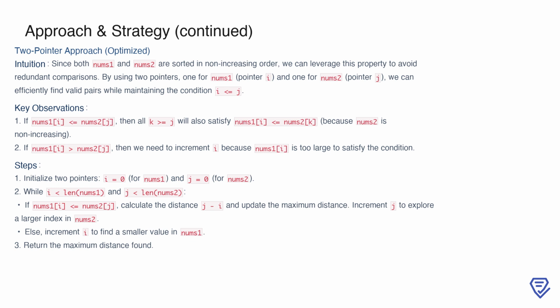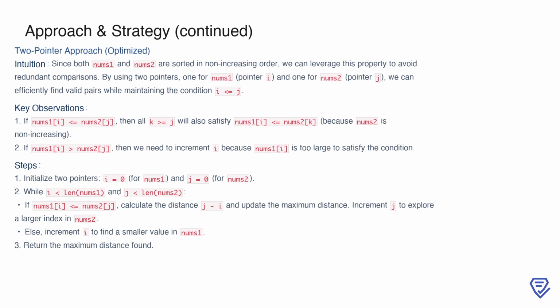On the other hand, if nums1[i] > nums2[j], it means that the value at nums1[i] is too large to satisfy the condition, so we increment i to explore a smaller value. Using this strategy, we initialize 2 pointers, i for nums1 and j for nums2, both starting at 0.